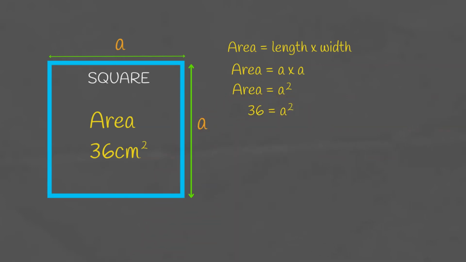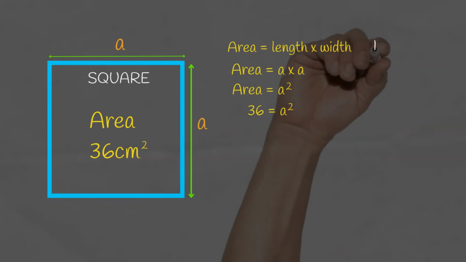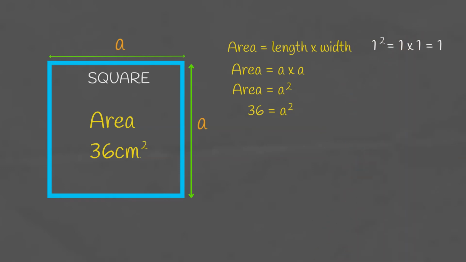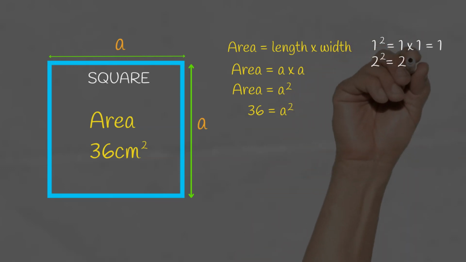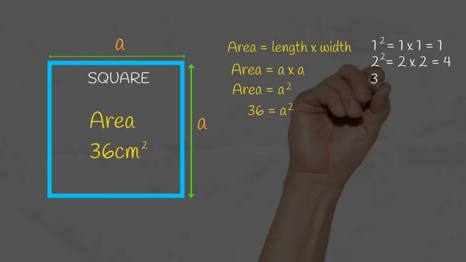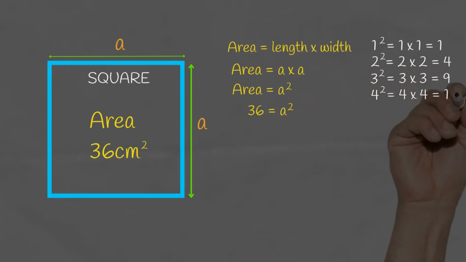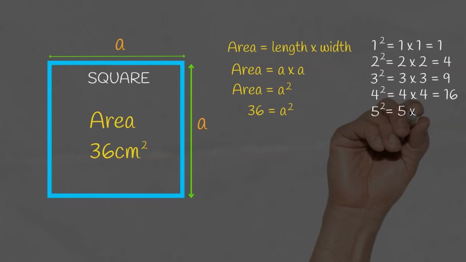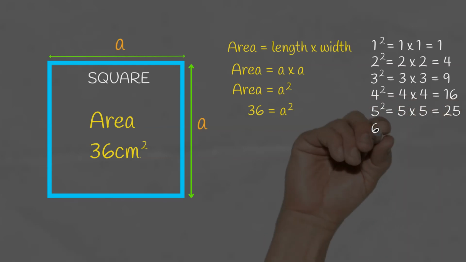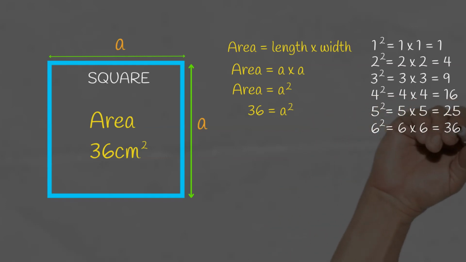So we need to find which number times itself is equal to 36. Well, 1 squared, or 1 times 1 is 1. 2 squared, or 2 times 2 is 4. 3 squared, 3 times 3 is 9. 4 squared, 4 times 4 is 16. 5 squared, 5 times 5 is 25. And 6 squared, 6 times 6 is 36. So now we know that A is equal to 6.